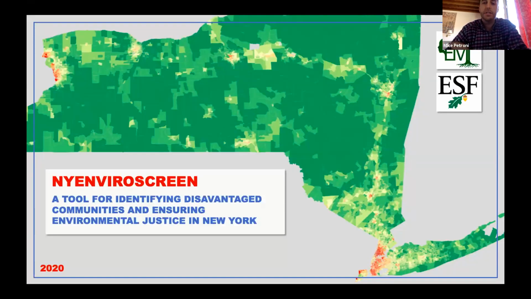So switching gears, the second study that I want to share with you all is called New York Enviro Screen. This is a tool that we've developed for identifying potential environmental justice areas, also known as disadvantaged communities, in New York State, for the purposes of affecting and implementing certain laws that have recently been passed in New York.